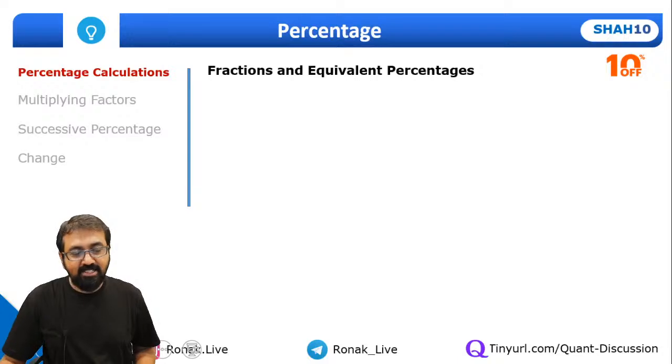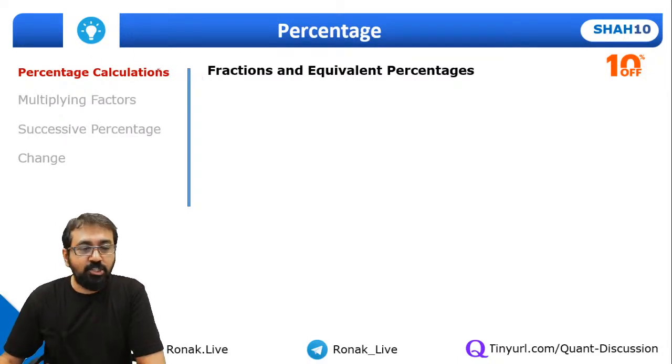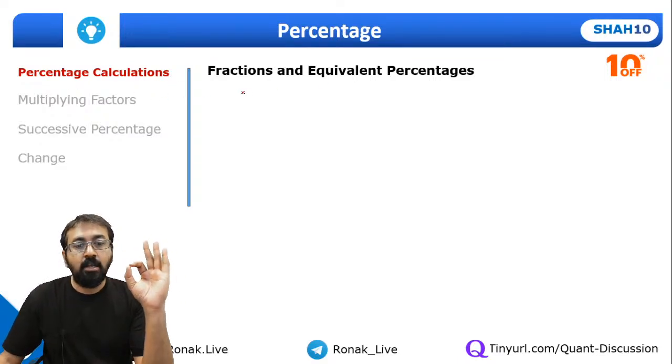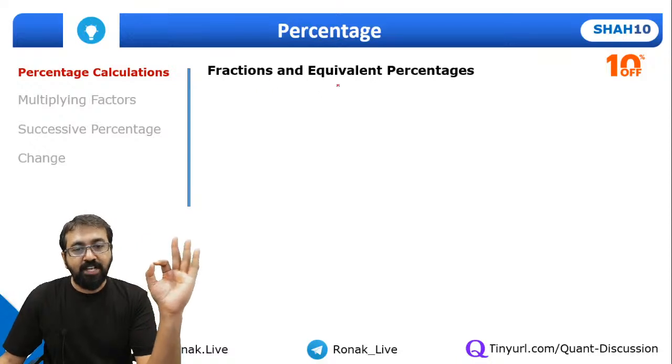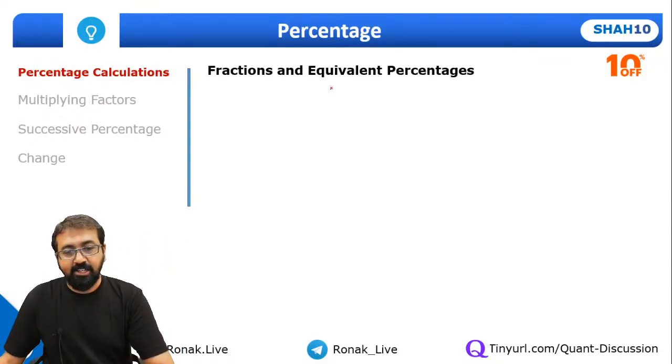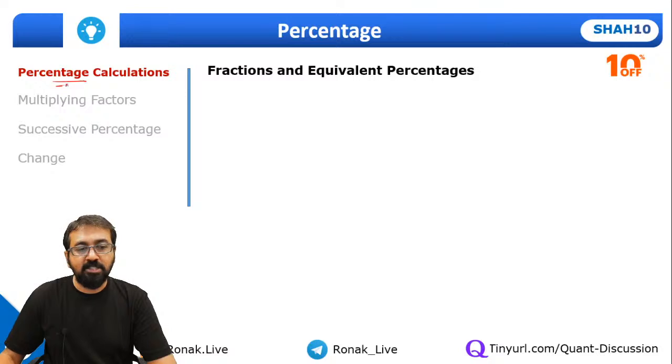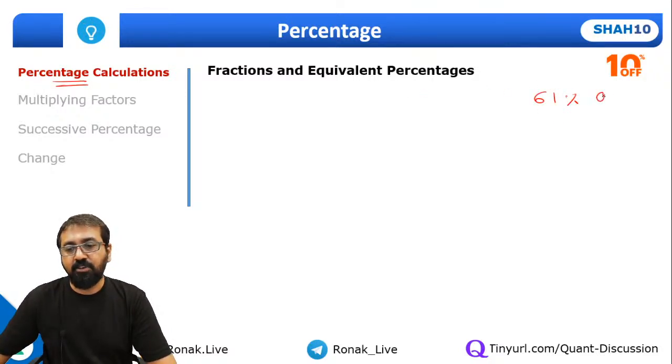Let's begin with this percentage concept. There were plenty of puzzles, but our focus today is on revising all the concepts. So the first thing that you need to understand is percentage calculation, fractions and equivalent percentages. As I mentioned earlier, if you want to find 61% of a number, say 350, you will not do it like you used to do earlier, 61 upon 100 into 350. Don't do it this way.